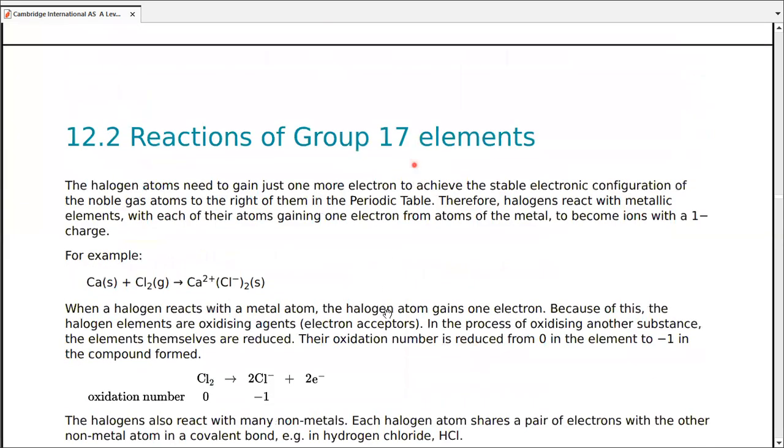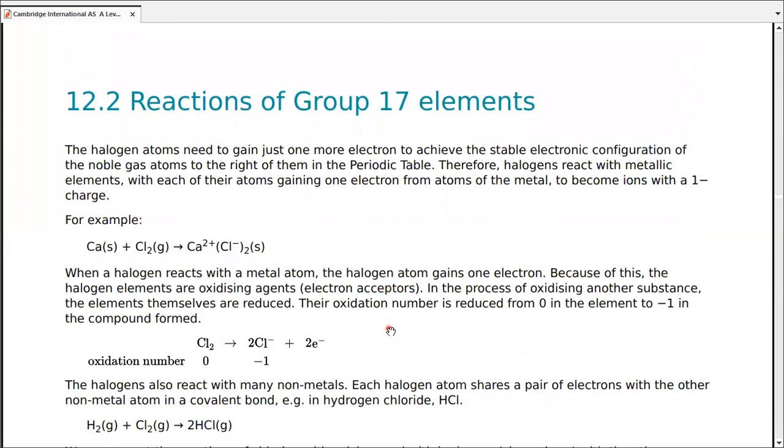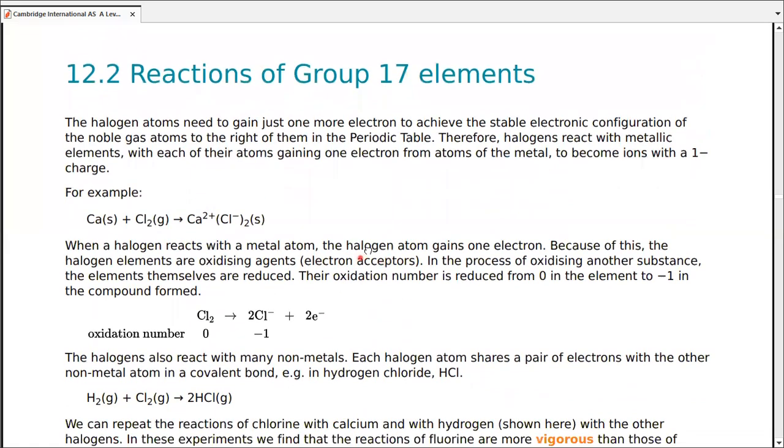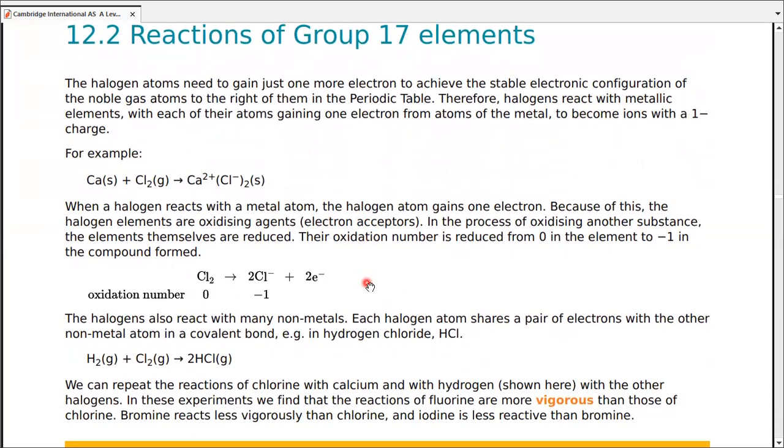Now, moving on, reactions. A halogen atom needs to gain one more electron to achieve the stable nearest noble gas configuration. Halogens react with metallic elements in the ionic way of reacting. They gain that one electron, they become negative anions with a -1 charge. The example is given for calcium chloride. So when a halogen reacts with a metal atom, it gains electrons. They are actually electron acceptors.